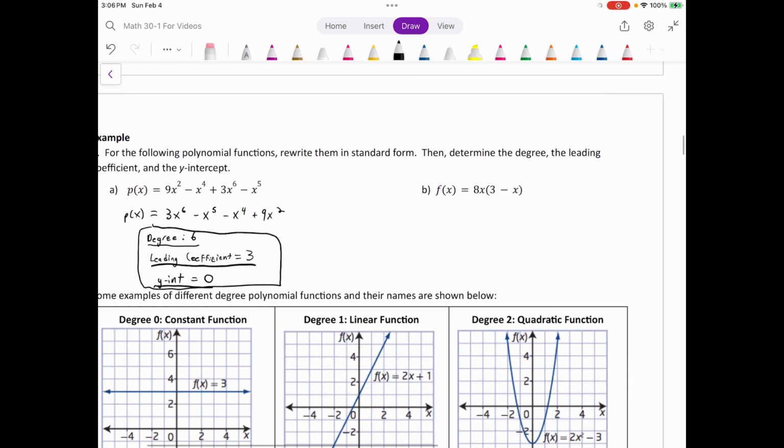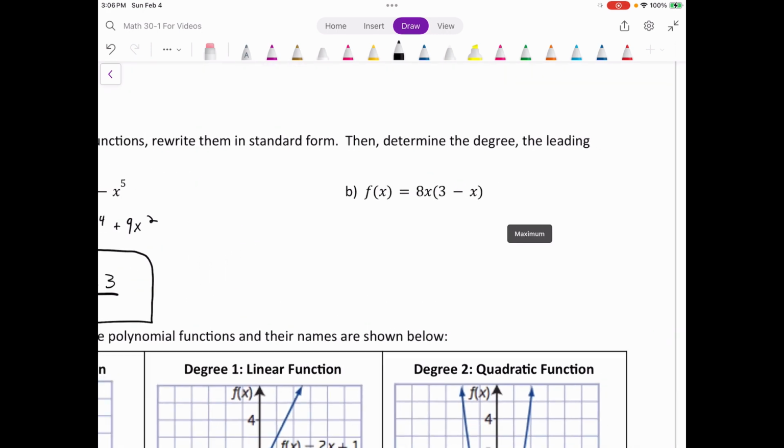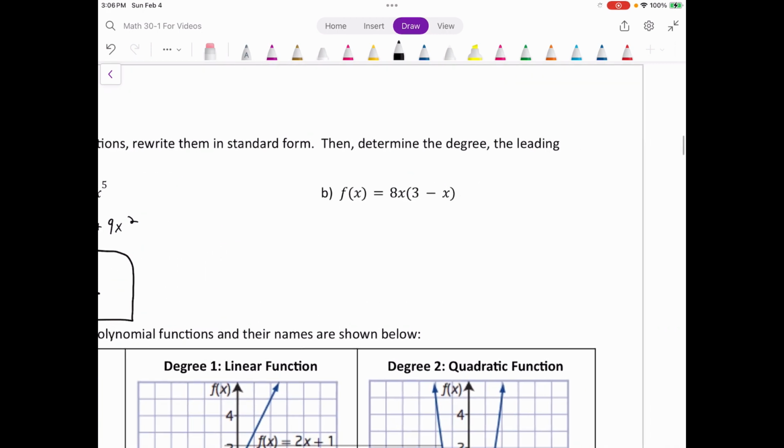All right, now this one, definitely not in standard form, right? Looks like it's in factored form. So let's go ahead first. If we're going to write this in standard form, we need to see all of our terms, right? All of our terms laid out for us to work with. So before we do anything, we're going to have to expand this. Let's multiply that 8x by those two terms in the brackets there.